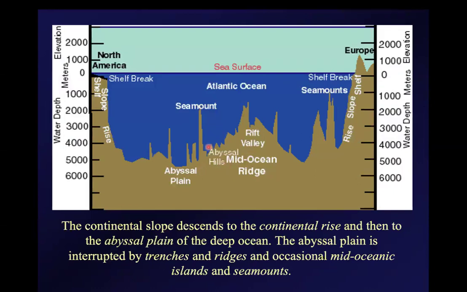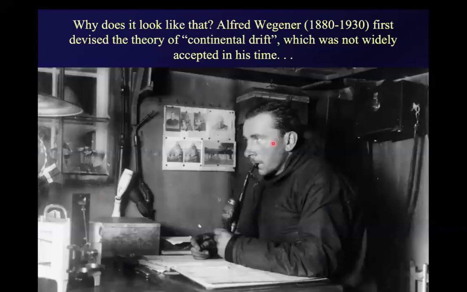So that abyssal plain is interrupted by mid-oceanic ridges. There are areas in which you would find oceanic trenches, although not in the Atlantic, and we'll talk about those in a bit. And every now and then you might get mid-oceanic islands if they break the sea surface, or seamounts if they don't. Which raises the question of why it all looks like that. And this is the guy who figured it out, Alfred Wegener.